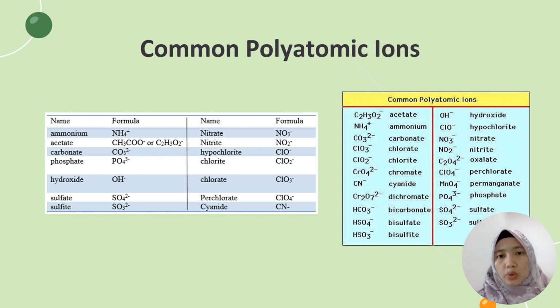Next, you also need to know the common polyatomic ions, and you need to know the name, the chemical formula and the charge of the ions. For example, for ammonium, the chemical formula is NH4 and the charge is positive 1. For hydroxide, the formula is OH and the charge is negative 1. For nitrate, the formula is NO3 and the charge is -1. Cyanide, the formula is CN and the charge is -1. So please try to remember some of these common polyatomic ions with their charges.